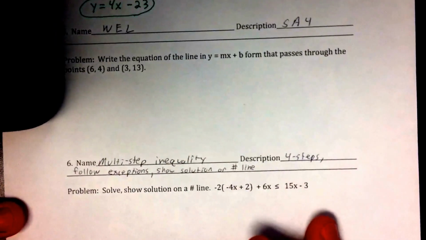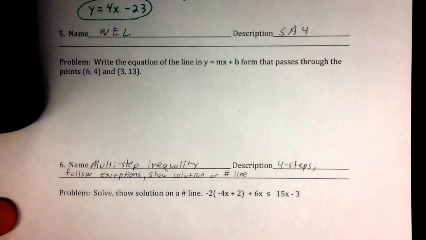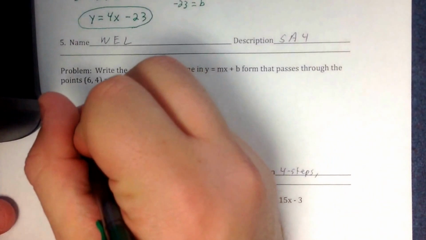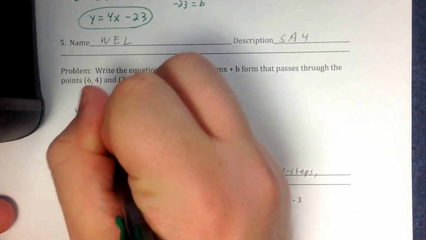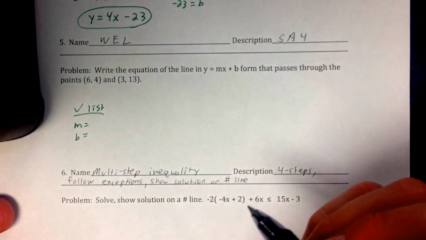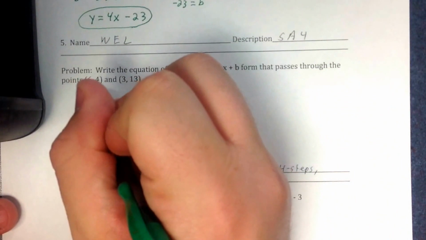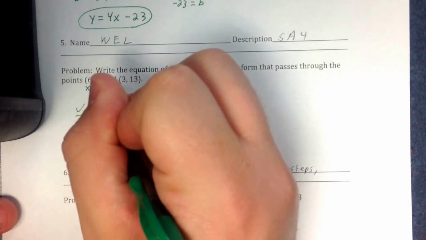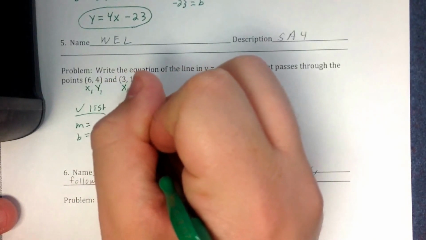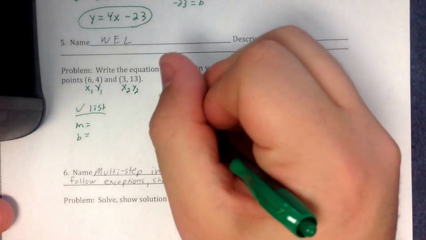Number 5, again, it's a WEL. Write the equation of a line in y equals mx plus b form that passes through the points (6, 4) and (3, 13). So again, on my checklist, I need m and b. In this case, it doesn't give me either m or b, but it does give me two different points, so x1 and y1, and x2 and y2.